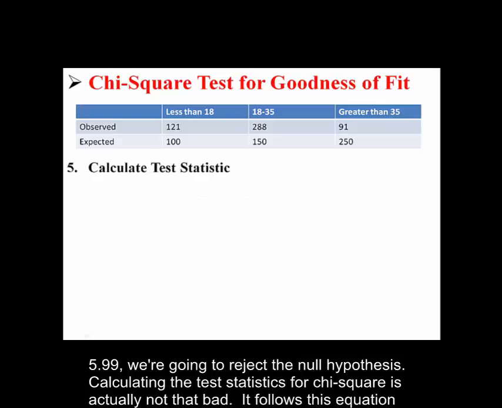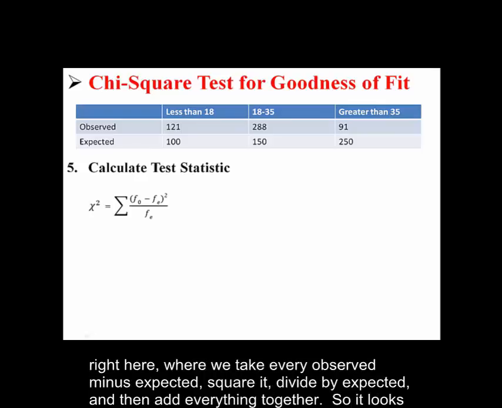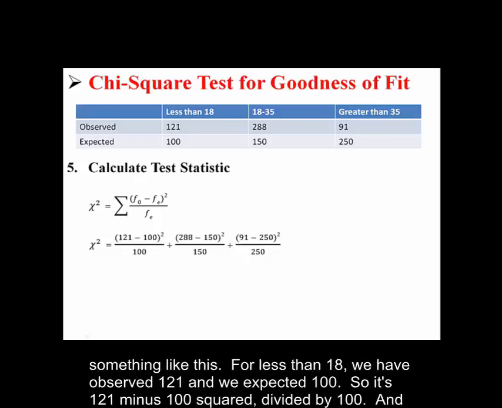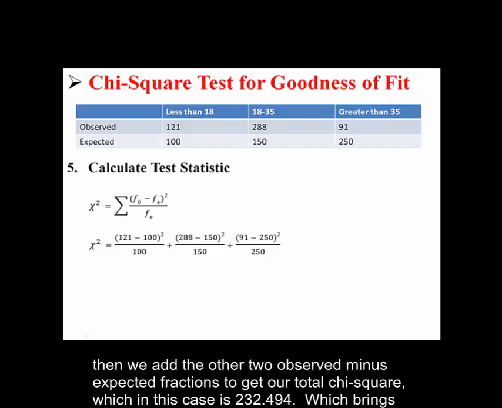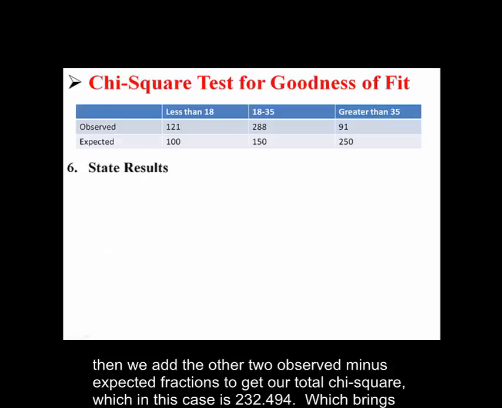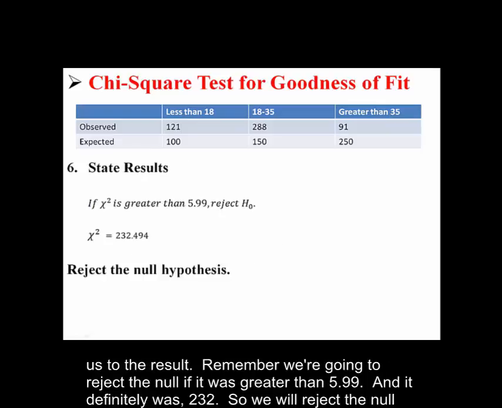Calculating the test statistic for a chi-square is actually not that bad. It follows this equation right here, where we take every observed minus expected, square it, divide by expected, and then add everything together. So it looks something like this. For less than 18, we observed 121 and we expected 100. So it's 121 minus 100, squared, divided by 100. And then we add the other two observed minus expected fractions to get our total chi-squared, which in this case is 232.494.